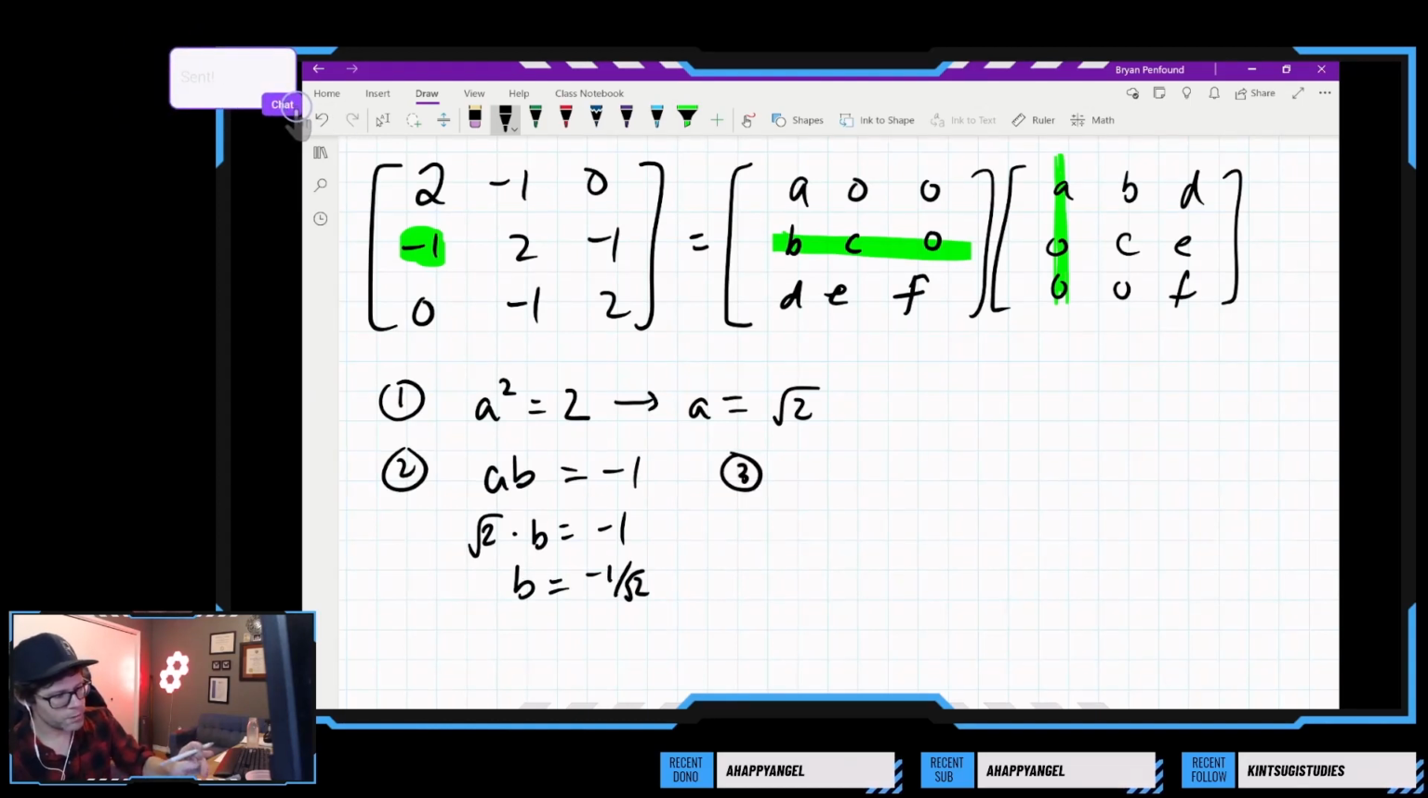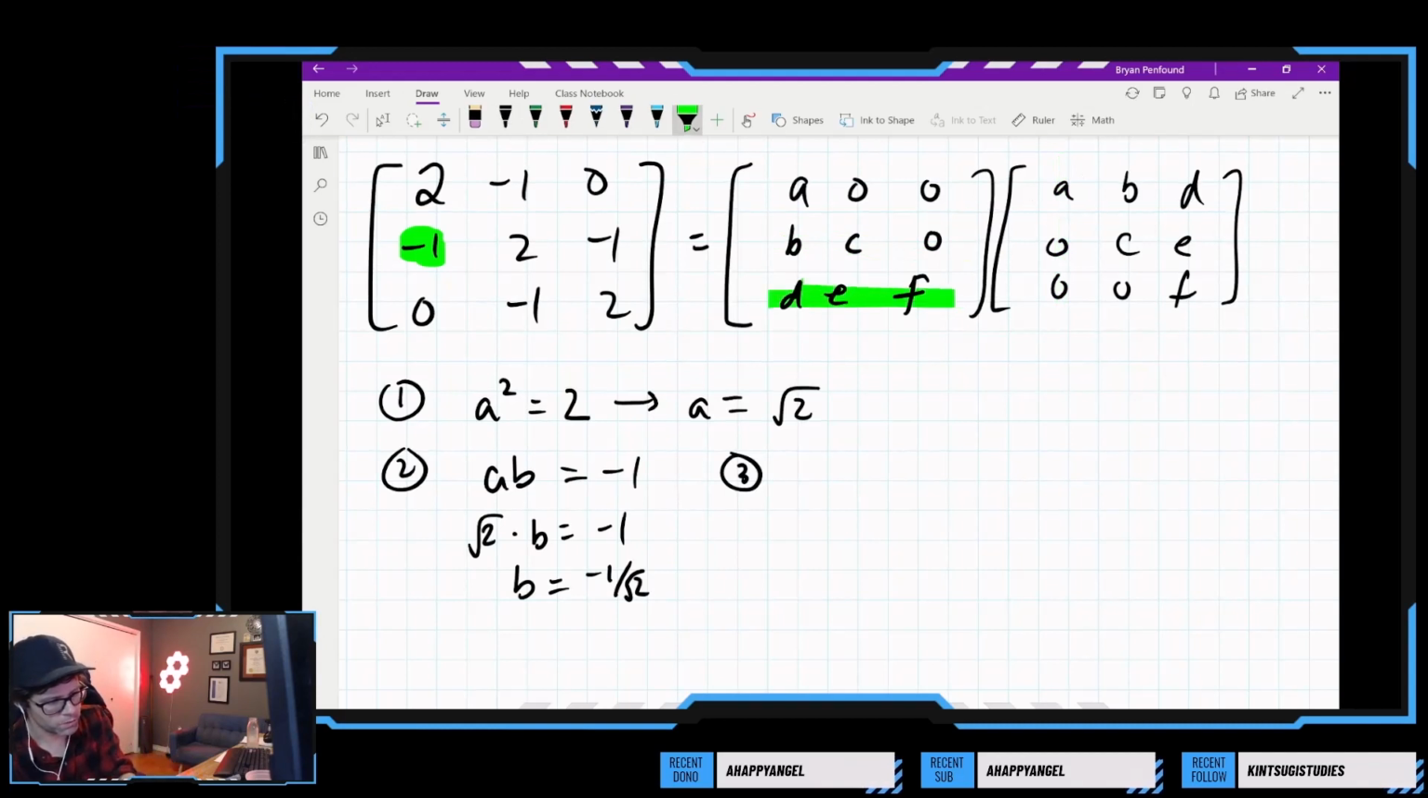And then I think we just keep going down, right? So the next multiplication we should do should be this one. And that should give us 0. So this multiplication over here should be A times D plus 0 is equal to 0. I already know what A is. A is equal to root 2. And when I divide by root 2, I get that D is equal to 0.